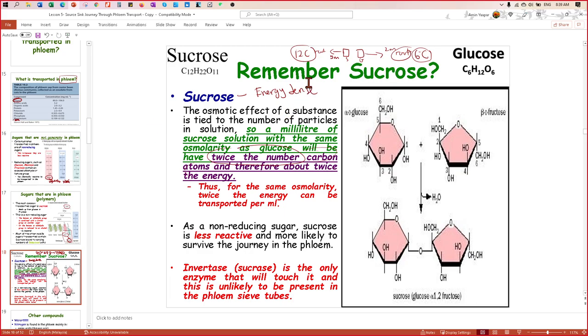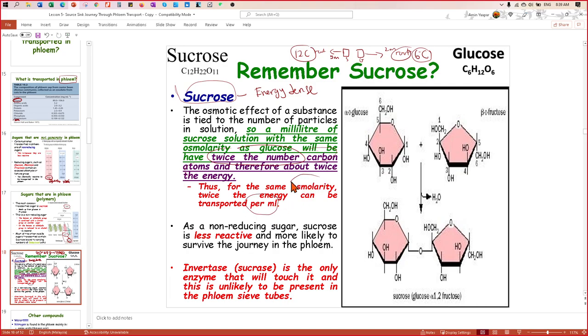Why put more work into transporting the same amount of sugar if at the end I get more energy stored for one sugar than the other? It's better. That's why it's better to use sucrose, right? Yeah. So that's why it says here: for the same osmolarity, twice the energy can be transported per milliliter.